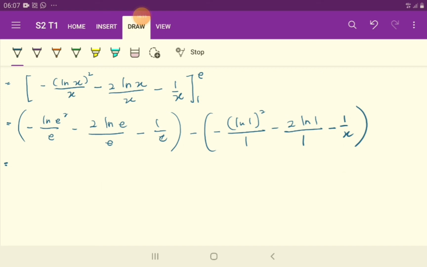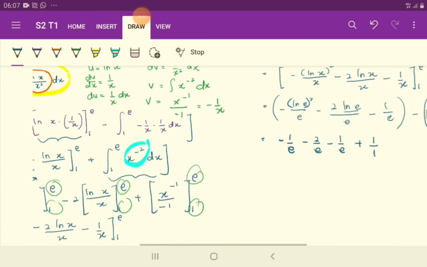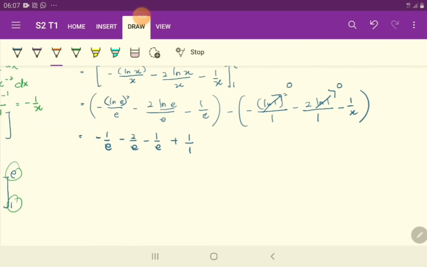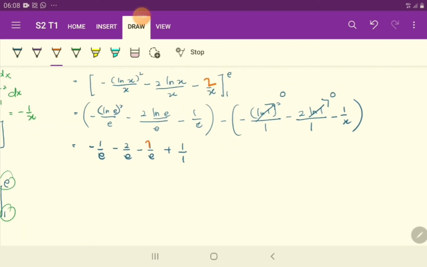We can see that ln e, if we square, we get 1. So I have negative 1 over e minus 2 over e, then minus 1 over e. And then plus, ln 1 is 0, so this is 0, 0. So I will have 1 over 1. Sorry, I have number 2 actually over here. Oh, I forgot to multiply 2. The 2 must be multiplied here and here, so I must add number 2 in front here. So this should be 2. Calculating this, you can have the answer.